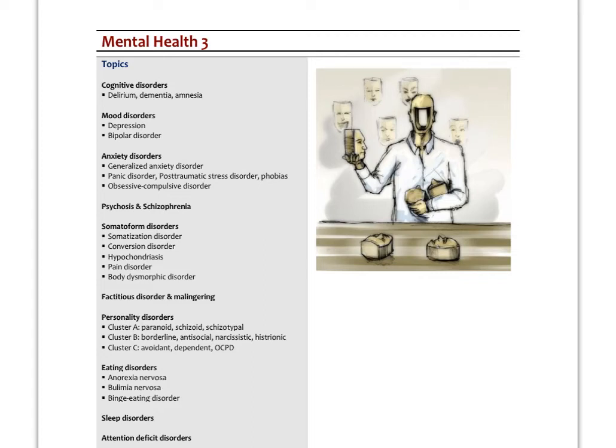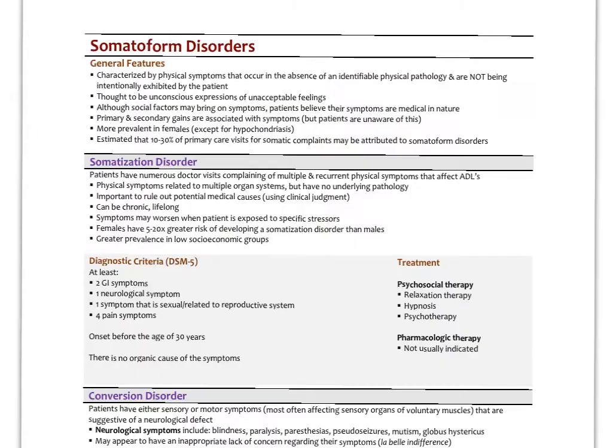In this lecture on mental health disorders, we're going to look at somatoform disorders, such as somatization disorder, conversion disorder, hypochondriasis, pain disorder, and body dysmorphic disorder. And then we'll look at factitious disorder and malingering, and then personality disorders, cluster A, B, and C, and eating disorders. So we have a lot to cover in this one. So we'll start with somatoform disorders.